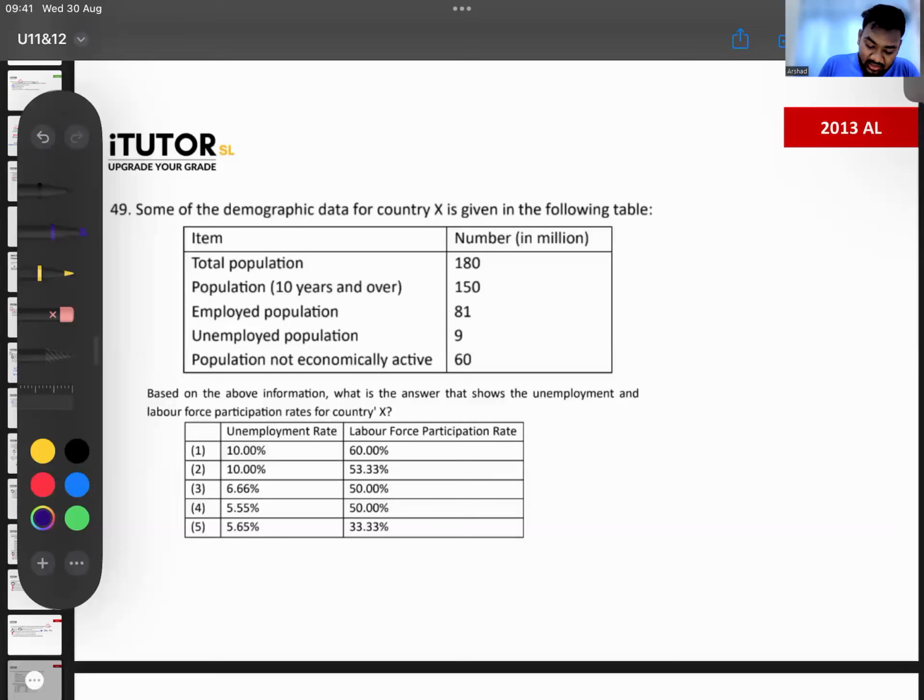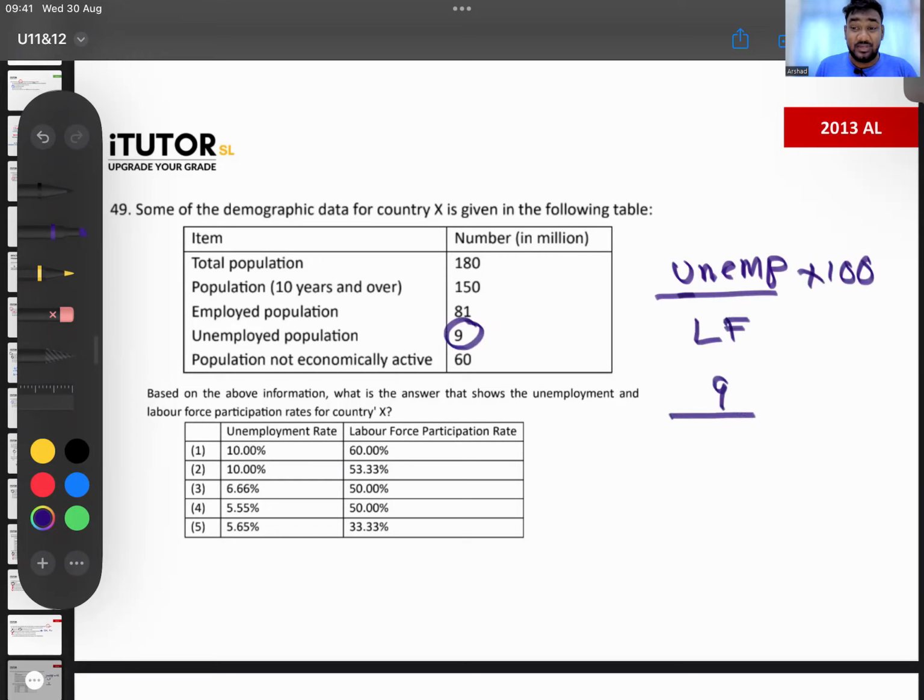How do you find the unemployment rate? Unemployment rate is the unemployed population divided by the labor force, times 100. So how much is unemployed? 9. How much is the labor force, guys? In this question, they have not directly given us the labor force, but I told you there is a way to calculate this. How do you get the labor force? Labor force is only employed and unemployed people, no? So 81 plus 9, labor force is 90.